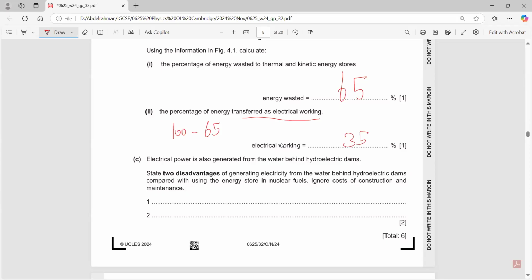Electrical power is also generated from the water behind the hydroelectric dams. State two disadvantages of hydroelectric dams. What can we say? We can say it causes flooding behind the dam. It destroys animal habitat. Okay, destroys animal habitat. It causes flooding behind the dam.